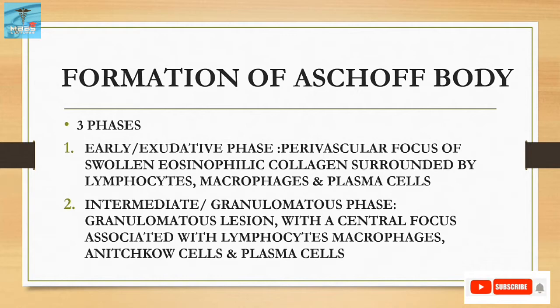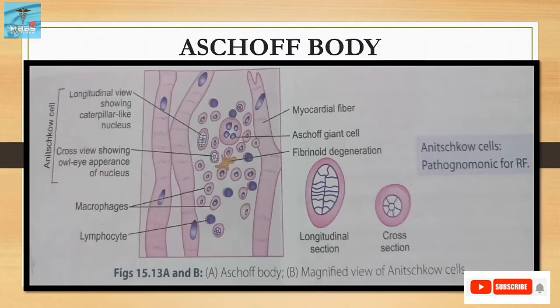Then the second phase is called the intermediate or granulomatous phase. It is a granulomatous lesion-forming phase with a central focus associated with lymphocytes, macrophages, Anitschkow cells and plasma cells. Here we can see an ASHF body and a magnified view of Anitschkow cells.